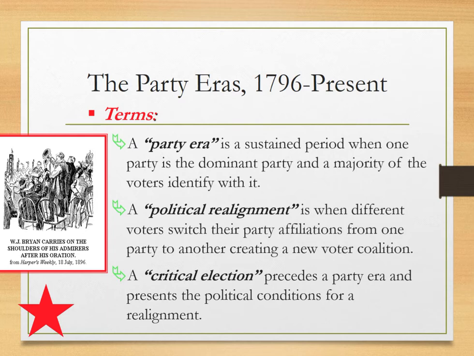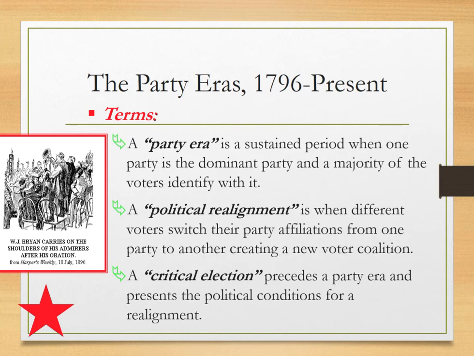What is a critical election? It precedes a party era, and presents the political conditions for a realignment. Now, the reason why I said they might come in tandem, even though I say one comes before the other, is that it's likely that you have to first lay the groundwork prior to the election for a realignment to occur. There are events, there are political leaders, there are new coalitions that emerge that create the groundwork for realignment that then shows up in a critical election.